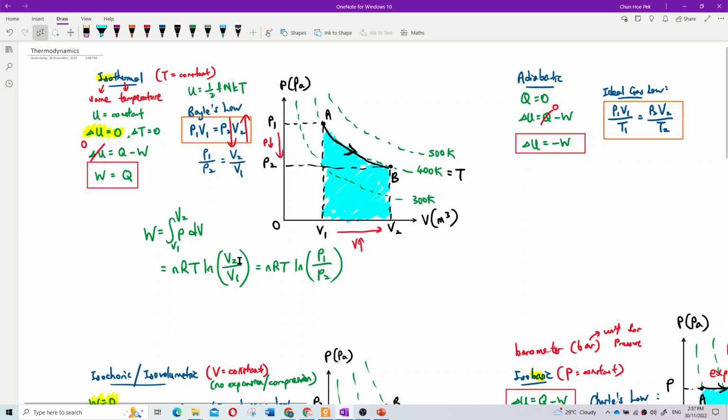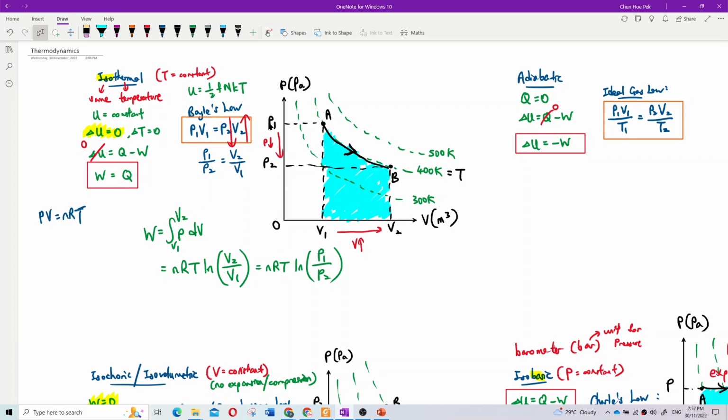So that's another way to calculate the work done without the temperature, without the number of moles. You know how? Because yes, correct. Because what? Because this P1 V1, P2 V2 actually comes from the formula, what? Comes from the formula.